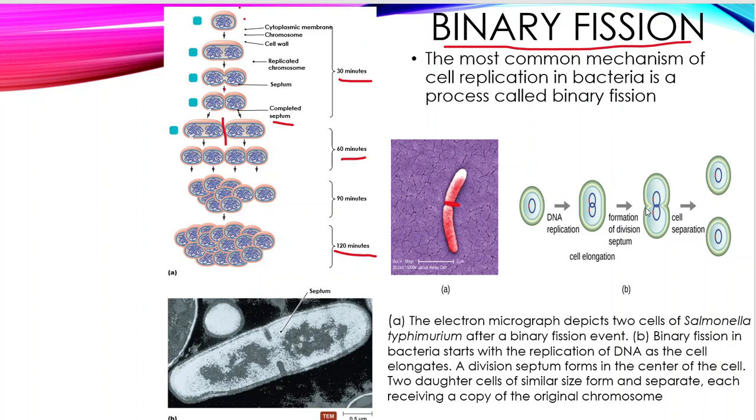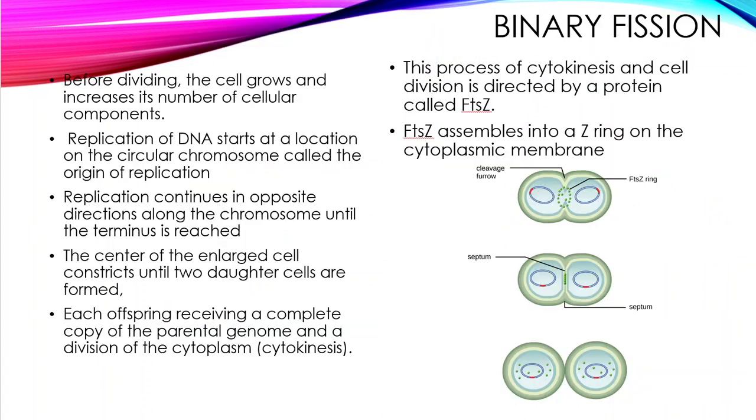DNA replication, septum, cell separation. And you guys can read that. There's nothing there that we haven't already mentioned. So obviously, before it can divide, it's got to grow, and it's got to make sure that both of the daughter cells have the full complement they need to get along in life. Got to duplicate the DNA.